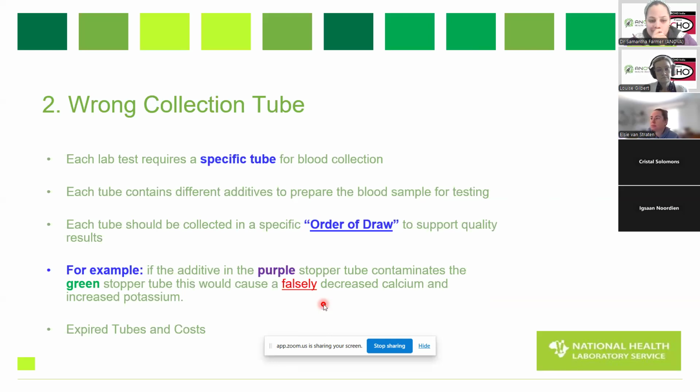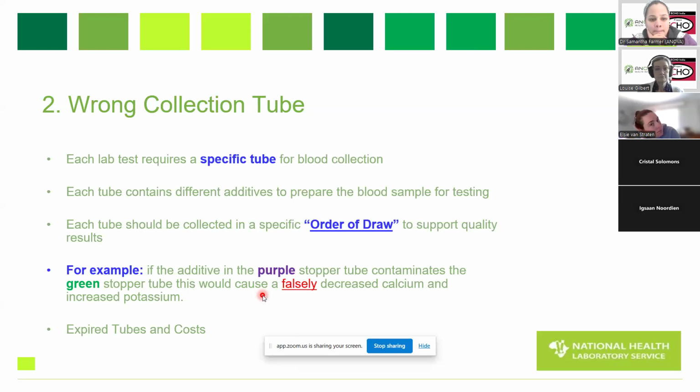So there is a specific order of draw. For example, there's an example at the bottom. If the additive in the purple stopper tube contaminates the green stopper tube, this could falsely decrease the calcium and increase potassium. I'll give you another example. The purple top tube contains potassium EDTA. If you were wanting to do some electrolytes and a full blood count, for example, I'm diverting a bit from viral, but I've got another slide on this afterwards as well.